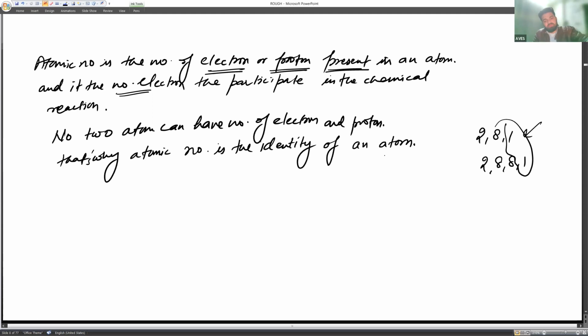Got it? So no two atoms can have the same number of electrons and protons. That's why atomic number is the identity of an element. Okay, got it? Understood? Yes. Next.